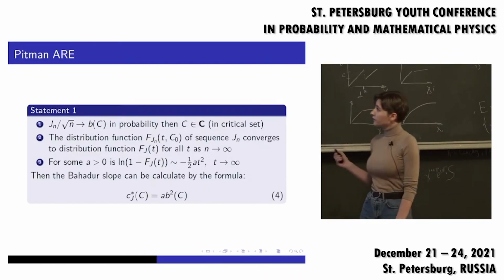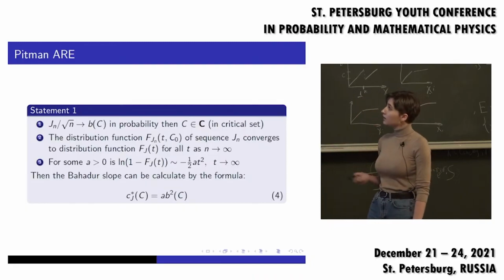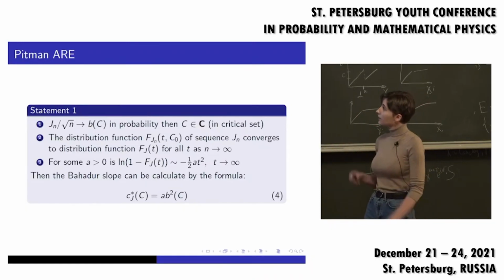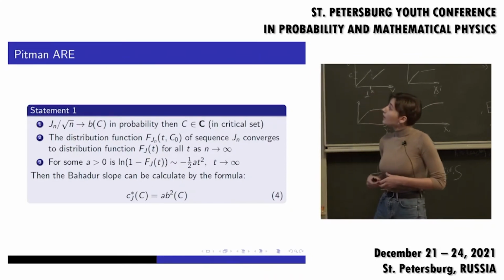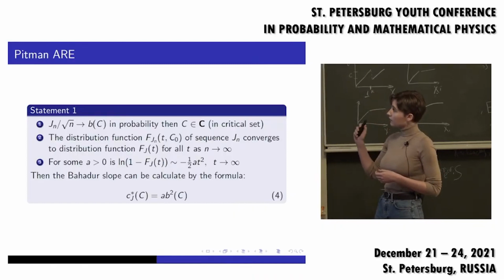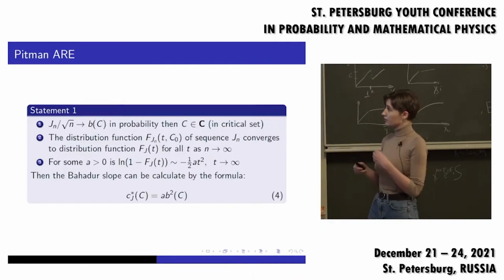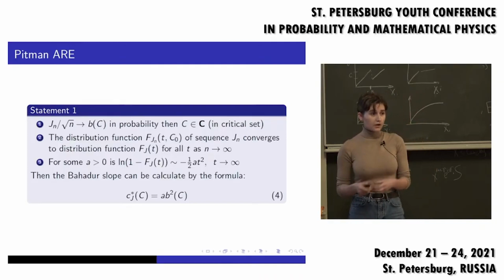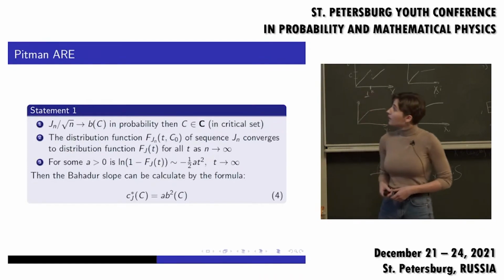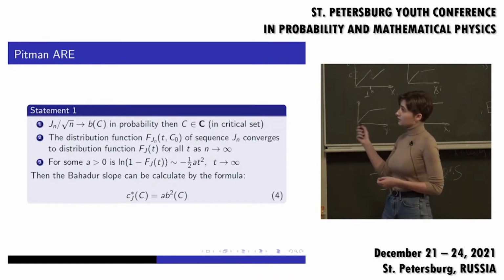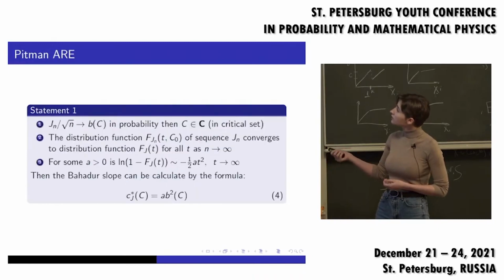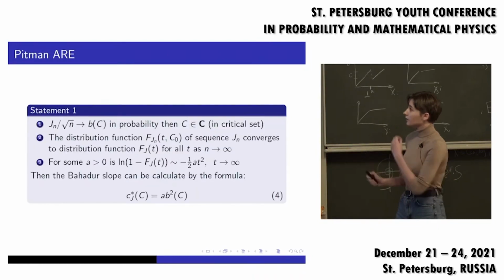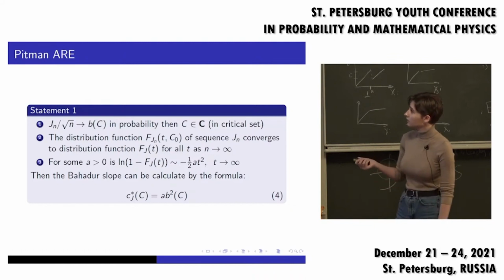First, if Jn divided by square root of n tends to b of c in probability, when the alternative hypothesis holds, the distribution function of Jn converges to the distribution function of J. It is a limit of Jn for all t as n tends to infinity. And finally, for some a bigger than 0, this holds, then the Bahadur slope can be calculated by formula 4.